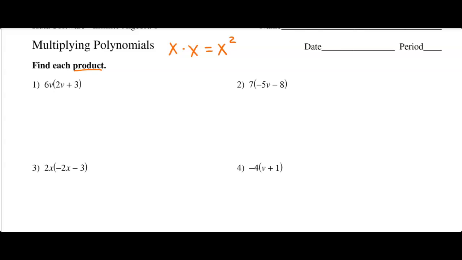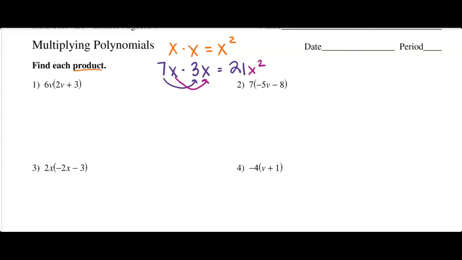So you want to kind of draw on that. And then if you're doing 7x times 3x, you're going to multiply the coefficients. So 7 times 3 is 21. And then also multiply the variables. So x times x is x squared. So 7x times 3x would be 21x squared. And so we're going to draw on that throughout this process.